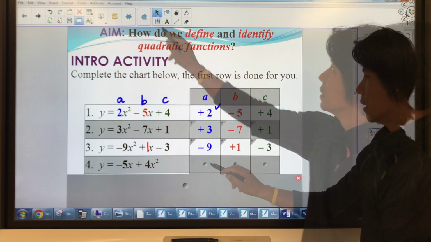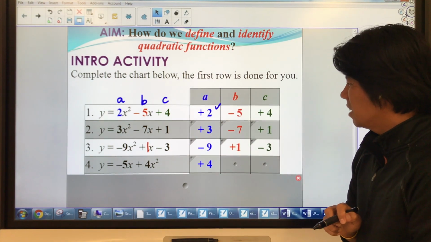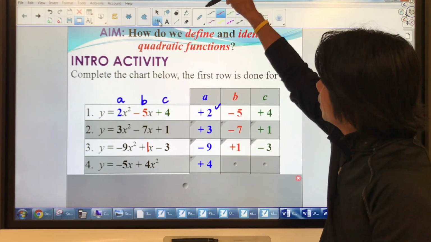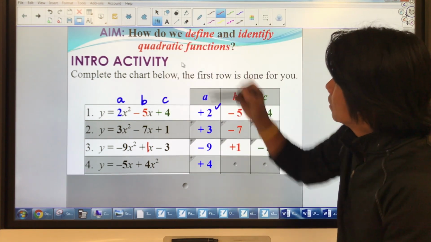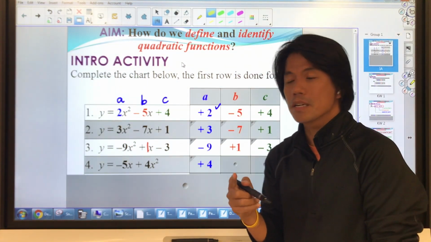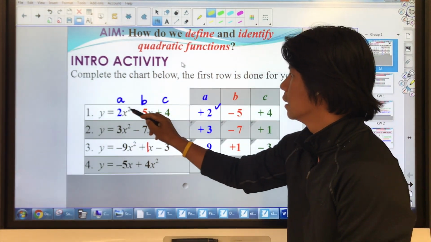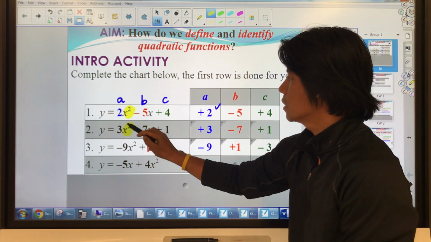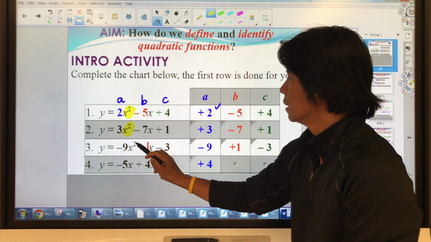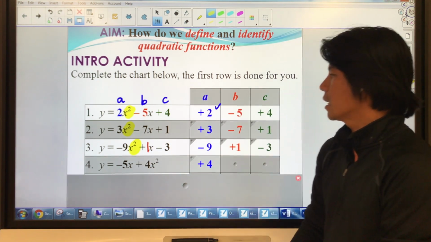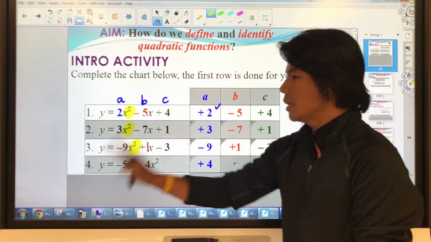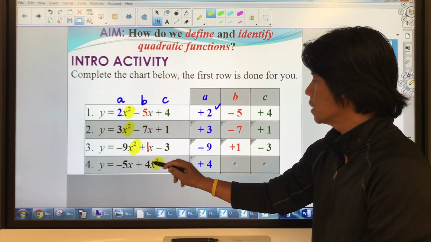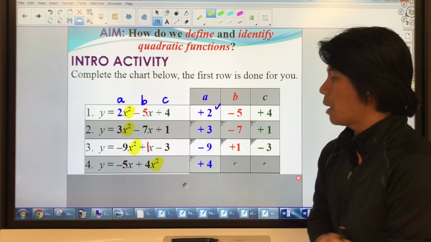What is our A? A is positive 4. Why is that? Let's take a look at the first three. If you notice, the value of A is actually the coefficient of x squared. Take a look. This is x squared. The coefficient is positive 2. X squared, positive 3. This is x squared, that's negative 9. So it's not always the beginning number. When we say A, that's the coefficient of x squared, which in this case is positive 4.